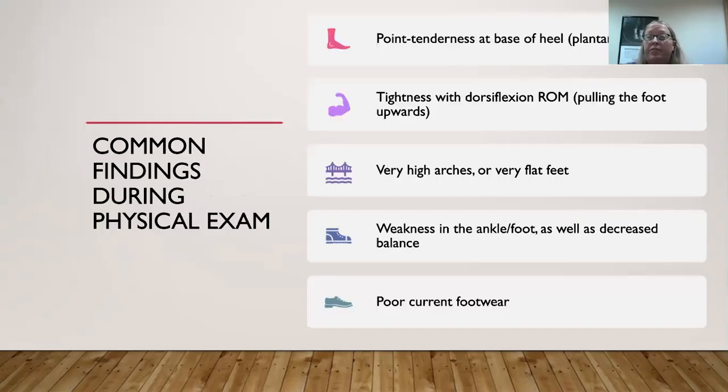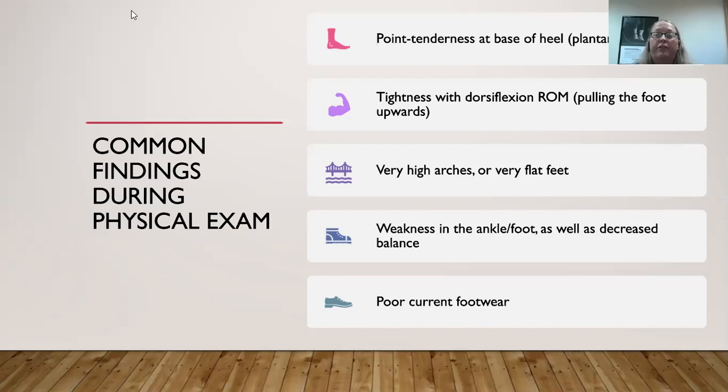So some common findings during the physical exam. One common finding is point tenderness at the base of the heel, near that insertion of the plantar fascia. Some tightness with dorsiflexion. Oftentimes that's described as pulling the foot upwards. Like when you're walking and you bring the toes upwards when you go to take a step, we call that dorsiflexion. Also, we notice that people tend to have very high arches, or the other aspect of that would be very flat feet. Both can cause many foot problems besides just plantar fasciitis.